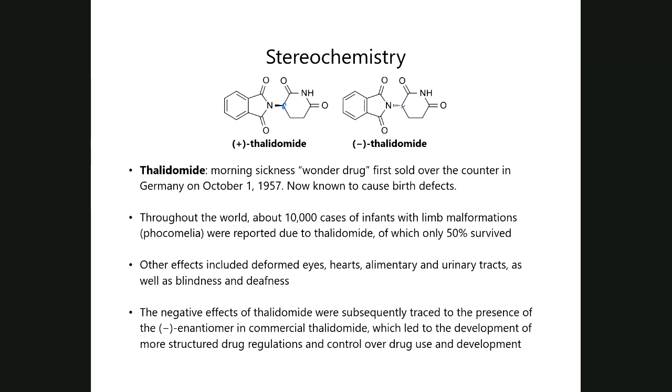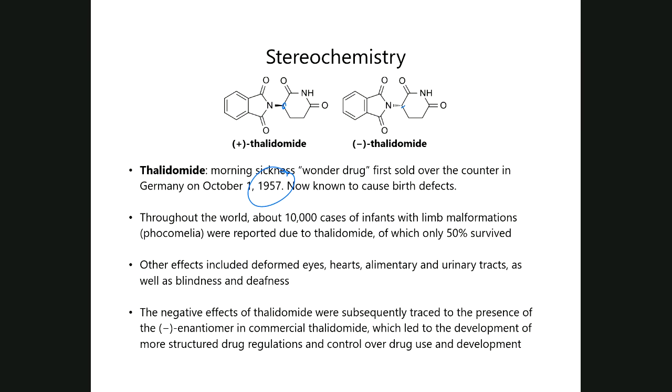Thalidomide in the 1950s was marketed as the wonder drug to treat morning sickness in pregnant women. And then it turns out that 9 months later is when we come to find out that the drug, which was marketed as a racemic mixture, was causing all kinds of problems with development of the fetus. It's what we call a teratogen. It's a substance that causes malformations as the embryo and ultimately the fetus is developing.